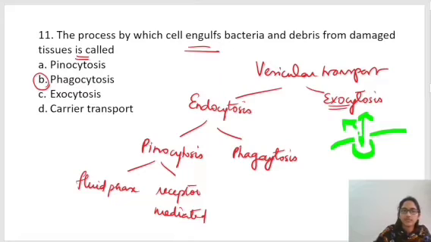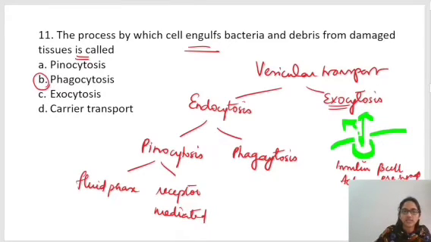The example for exocytosis can be the hormone insulin release from beta cells of the pancreas, or acetylcholine release from the presynaptic nerve terminals. These can be examples of exocytosis. Endocytosis is pinocytosis and phagocytosis.